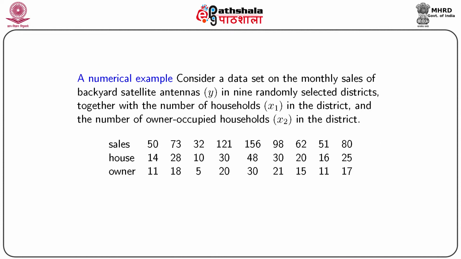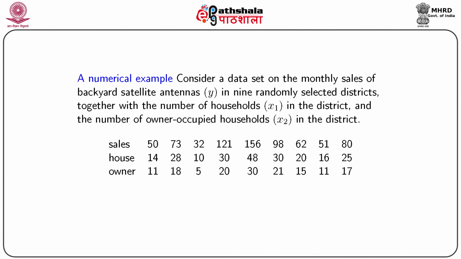So for a numerical example, consider a data set on the monthly sales of backyard satellite antennas, which is denoted by y, the dependent variable. This is observed in 9 randomly selected districts, together with the number of households, which is x1, and the number of owner occupied houses, which is x2, in the district. Now both x1 and x2 are measured in units of 10,000 households.